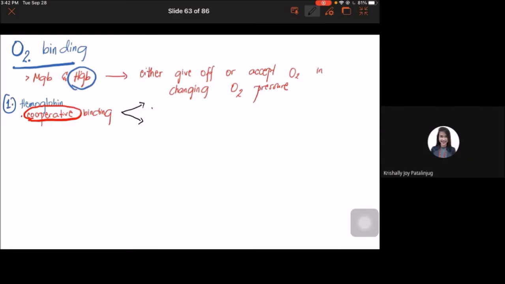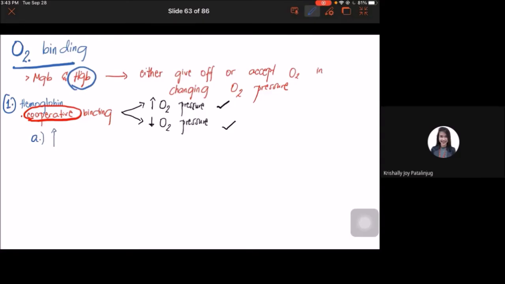The two possible environments or pressures: the oxygen pressure can be high, or the oxygen pressure can be low. Those are the conditions for when hemoglobin is cooperative when it comes to oxygen binding. It depends on the oxygen pressure. Now we will discuss the behavior of hemoglobin per condition. So let's start with letter A.